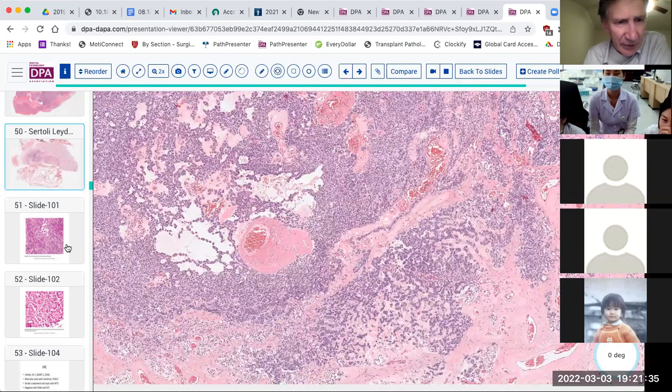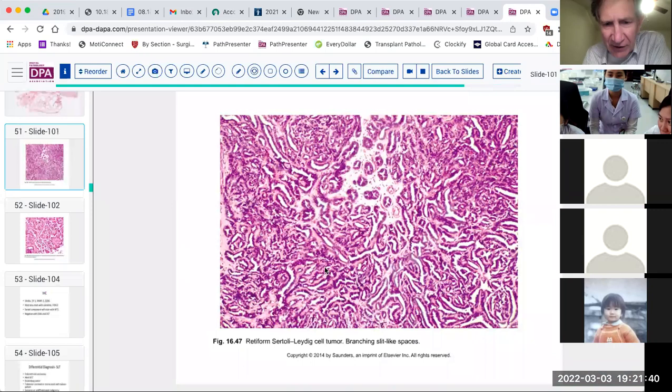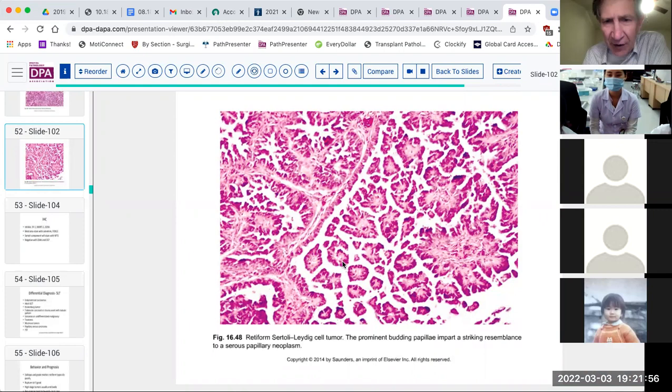Now, a couple of fixed photographs. Here's again this reediform pattern, and you see the very slit-like, angulated, slightly branching of these spaces just to, again, cement that pattern for you. And again, another with a very micropapillary type of pattern as well. So I give you this example for the reediform type of lesions.